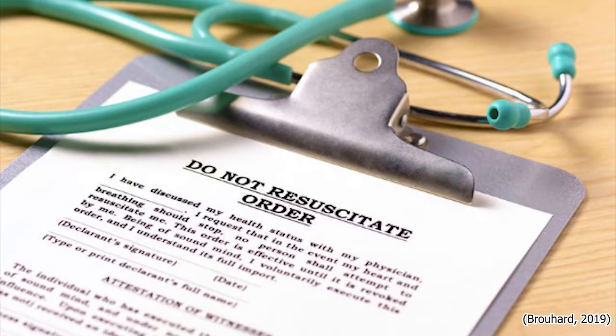A do not resuscitate or DNR form is one that states that you do not want medical staff to perform CPR or cardiopulmonary resuscitation to get your heart rate and breathing rate to a normal rhythm. Although this can be stated on a living will, it is helpful to still have this type of form. DNR forms can also be referred to as do not attempt resuscitation forms or allow natural death forms.